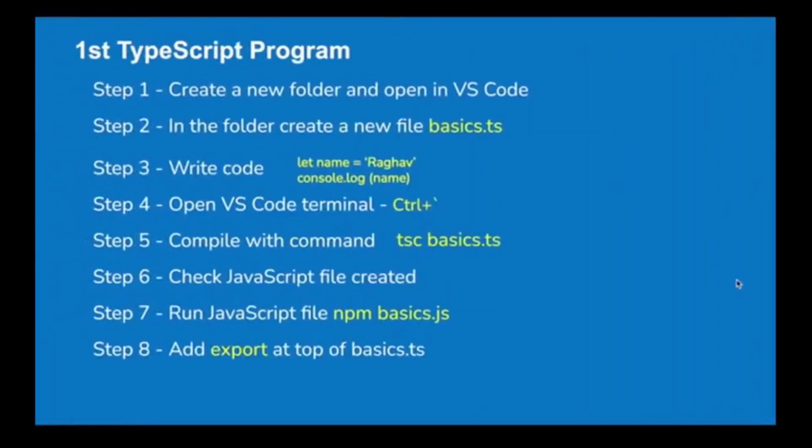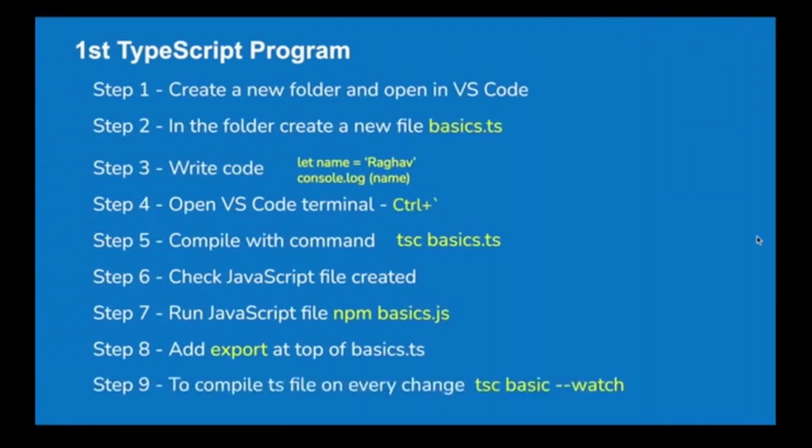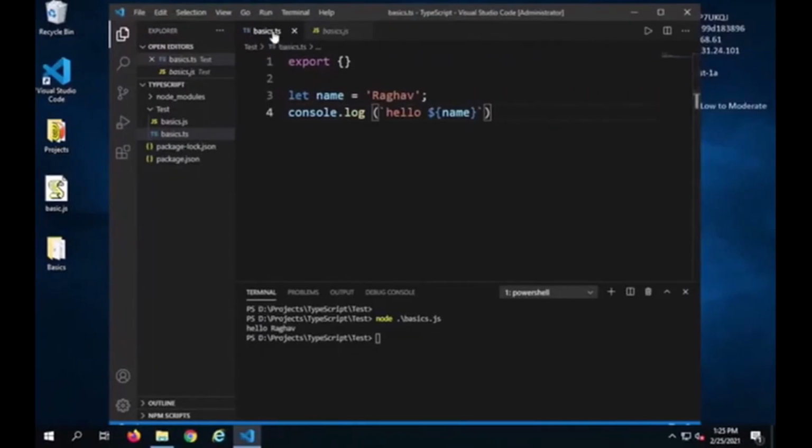And now we have already done this, adding an export statement at the top because we were getting the errors, which we have already done earlier. This is the export statement we have added. And then step number 9 is, if you see here, if I make any changes to my TypeScript, let us say instead of hello, I say good morning. Now, if I go and run my JavaScript file directly, you can see it is still saying hello Raghav. So I will again have to compile it, and then I have to run the JavaScript file.